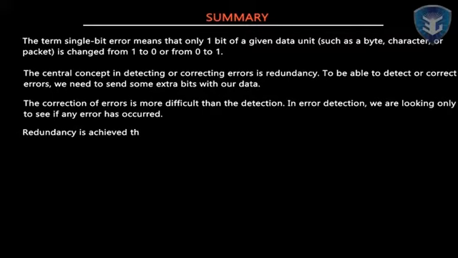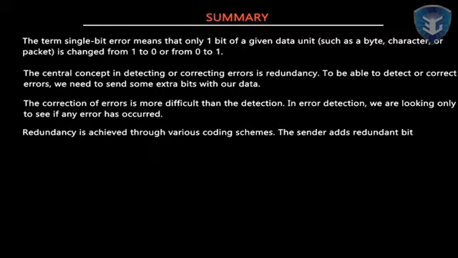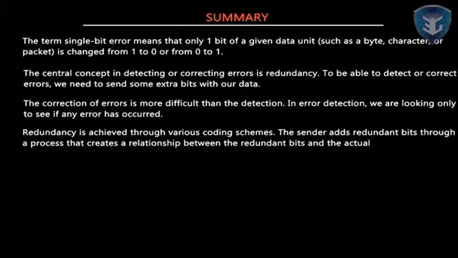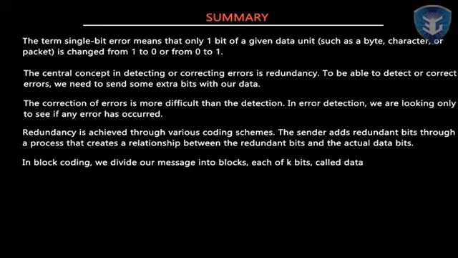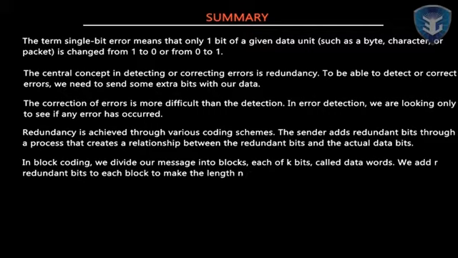Redundancy is achieved through various coding schemes. The sender adds redundant bits through a process that creates a relationship between the redundant bits and the actual data bits. In block coding, we divide our message into blocks, each of which are k bits, called data words. We add r redundant bits to each block to make the length n equals k plus r.